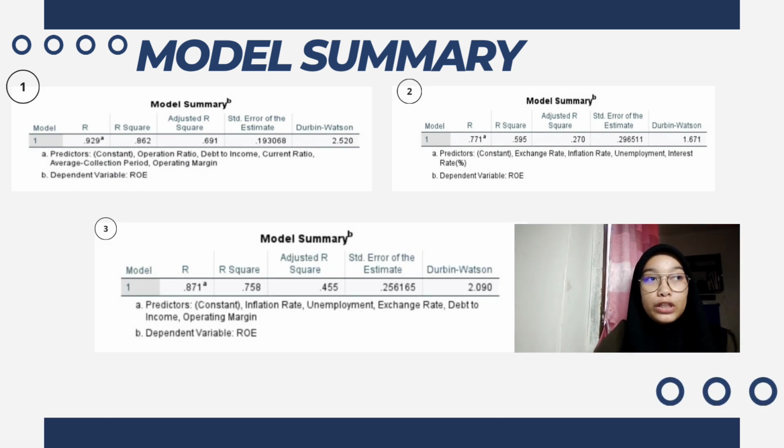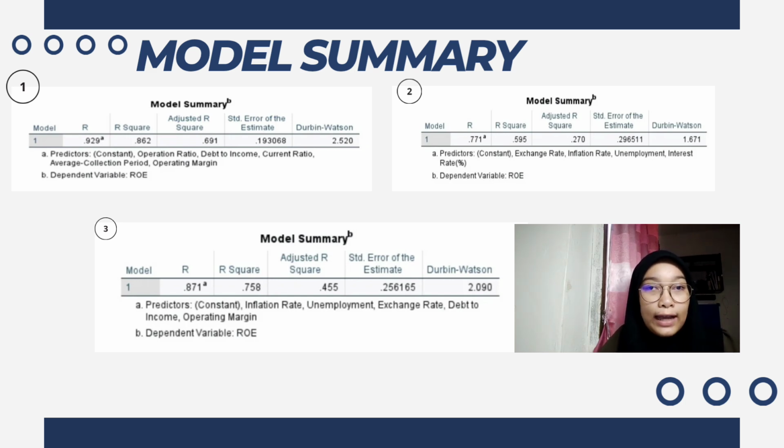Next, we move to the model summary. There are three regression models tested to explain Lenovo ROE. The first one is the internal factor model, which includes financial ratios like ROA and operating margin. The R square is equal to 0.862, meaning that 86.2% of ROE changes are explained by internal company performance, which is very strong.